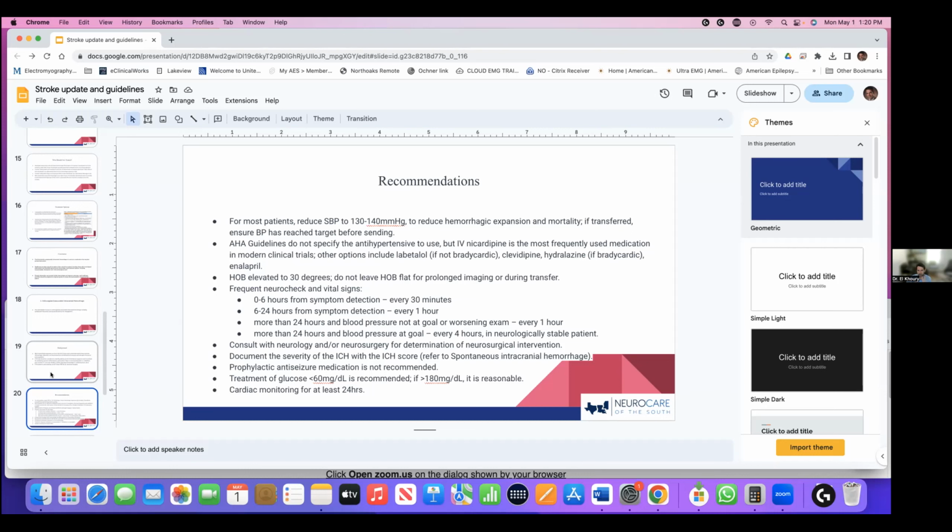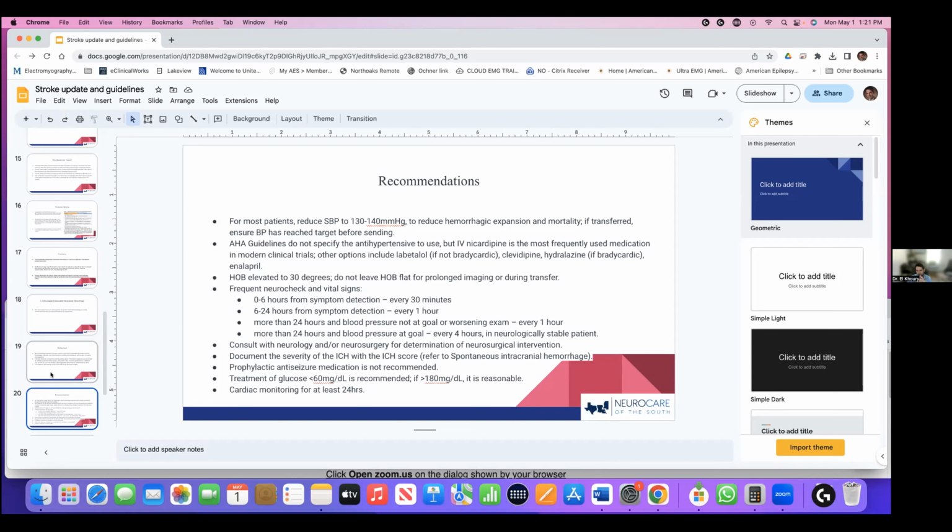Keep the head of the bed elevated to 30 degrees. Do frequent neuro checks: 0 to 6 hours initially, to look for any neurological deterioration, then every hour from 6 to 24 hours, and monitor more closely if there's any deterioration.